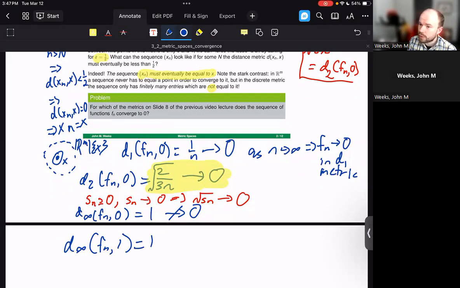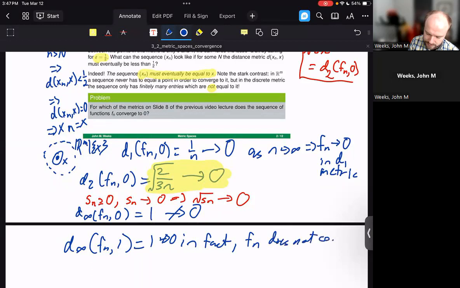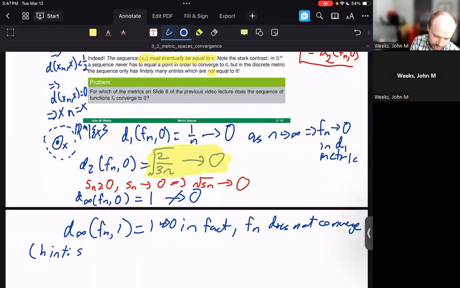In fact, you could go through and show that the sequence f sub n in the d infinity metric doesn't converge at all. They don't converge to any function. You can maybe try and find an argument for that if you're interested. And so, in fact, f sub n does not converge. Hint for that argument: show f sub n is not Cauchy in d infinity.